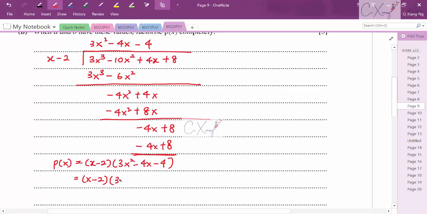To factorize the quotient, I'm having 3x multiplied with x, and then 2 and 2. They want a negative 4, which is negative 2 and plus. Okay, and you realize that x minus 2 and x minus 2 are the same. So you can rewrite it as x minus 2 squared, and then 3x plus 2. So this is how we factorize p(x) completely for question number 5.